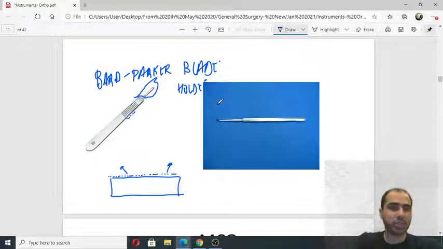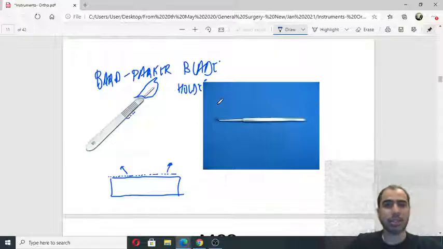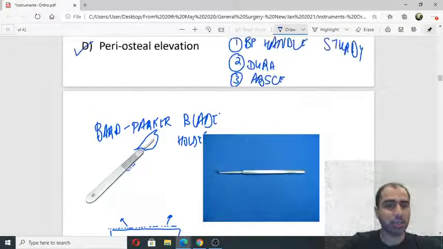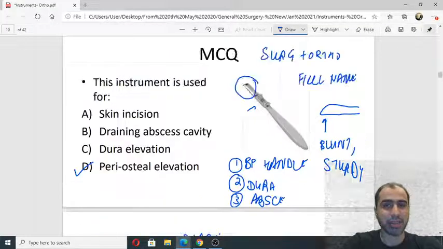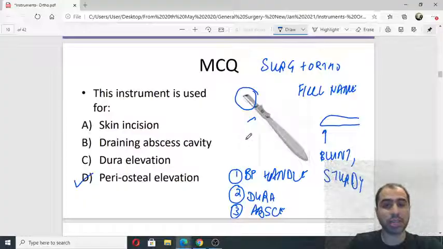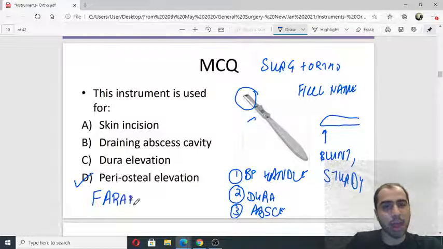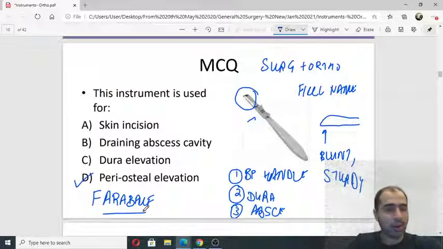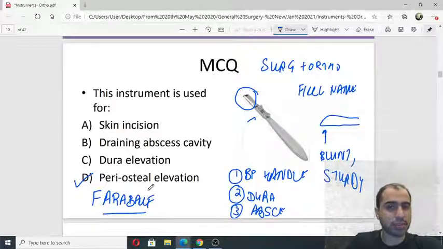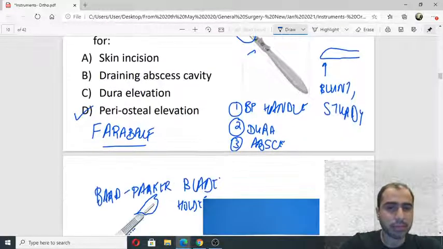Because you get this instrument, you will say, yeah, this is a periosteal elevator, of which nobody told me the full name. Yeah, what is the full name? Whose periosteal elevator is this? It starts with an F. Faraboff. Faraboff. There are quite a lot of orthopedic instruments named after Faraboff. Remember this name. Faraboff's periosteal elevator.